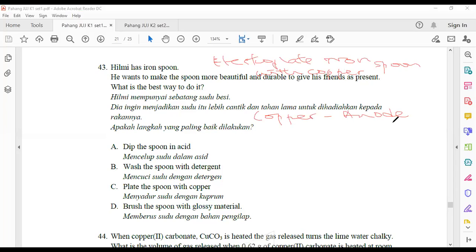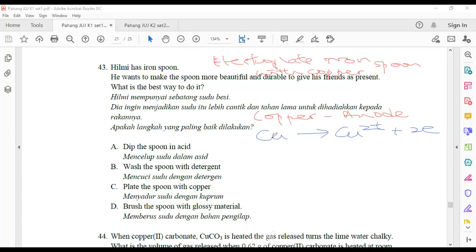The half equation for the process that happened at the anode: the copper undergoes oxidation to form copper 2 ion. Always remember, from atom it becomes ions. Okay, 2 positive, 2 electrons. That's why the copper electrode will become thinner.